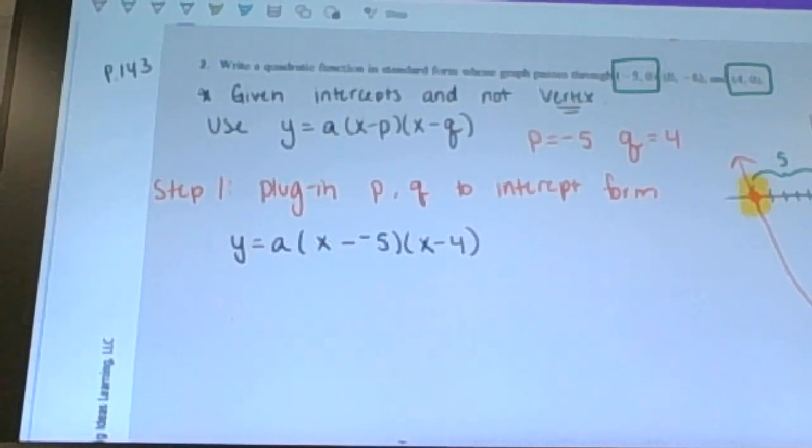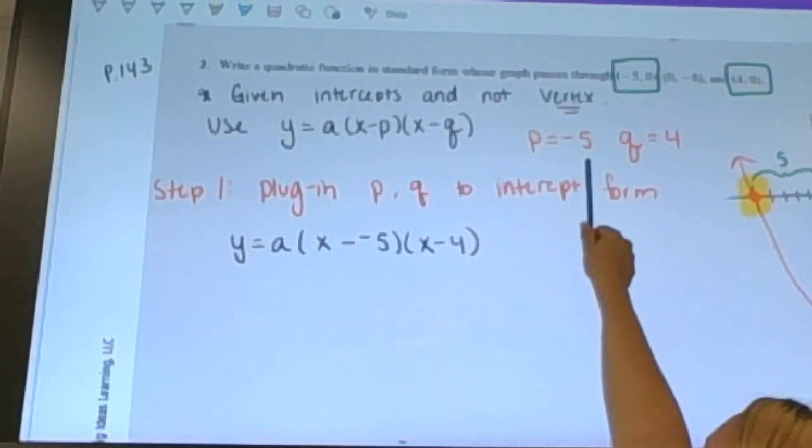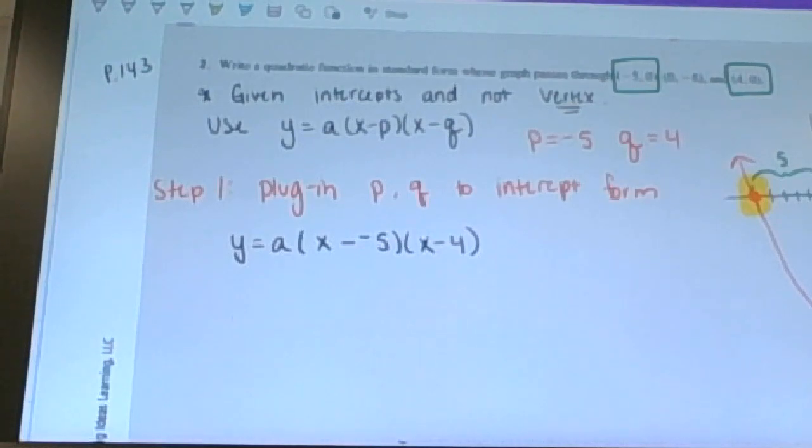Good point. I could have called this Q and I could have called this P. It doesn't matter. P and Q are interchangeable. Alright, so there I am with my P and my Q plugged in.